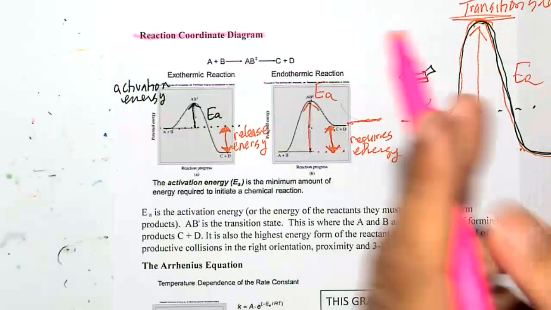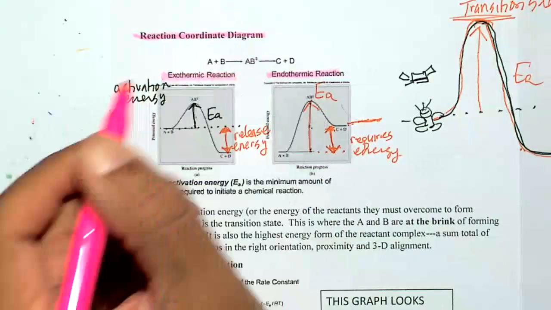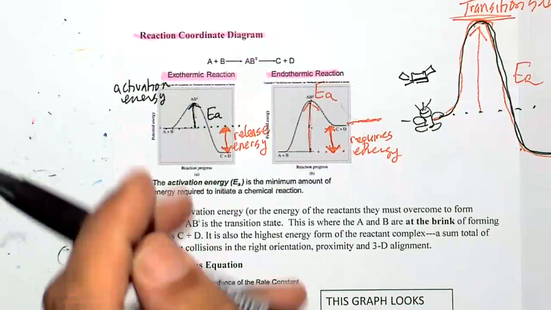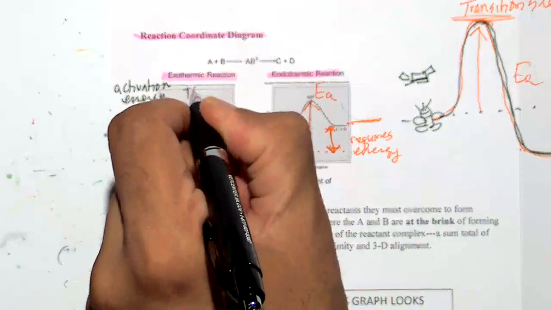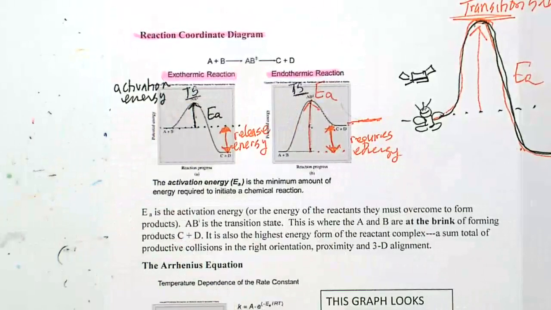Those reactions that require energy are endothermic reactions. Those reactions that release energy are exothermic reactions. Okay, the energy hump is called the activation energy. Right at the peak is called the transition state. Transition state.